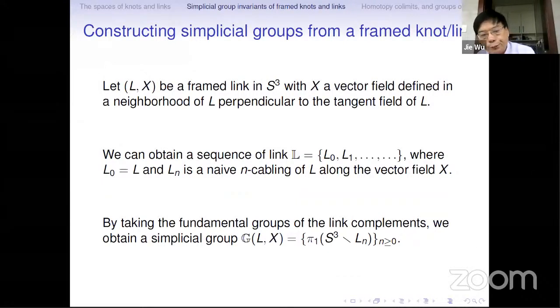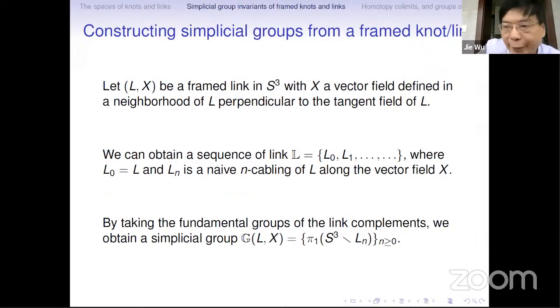Now let's go back to here, back to our question. This will be a kind of curious question, so let's try to make some crazy idea. Given a knot, can we make a knot invariant using this kind of notion of simplicial group, right? Well, this is possible, and one way is like this. The construction looks pretty naive, which is why we call it naive cabling here.